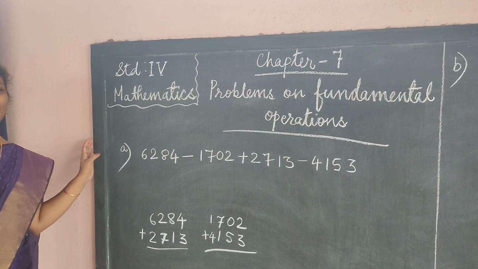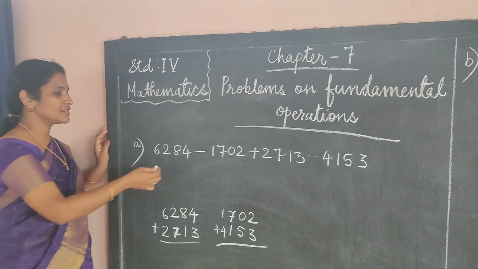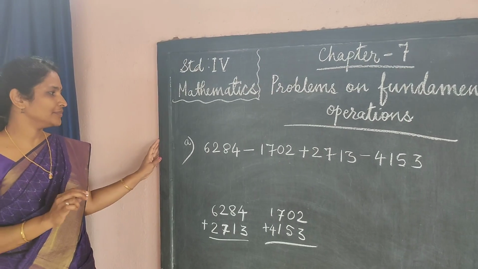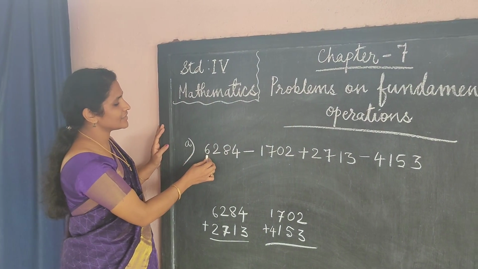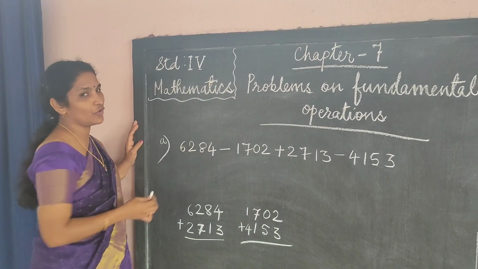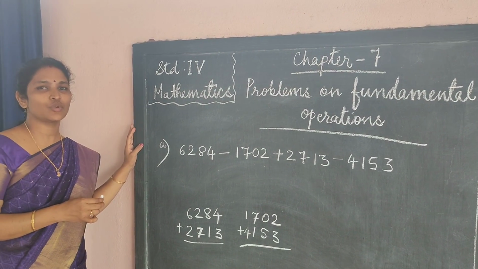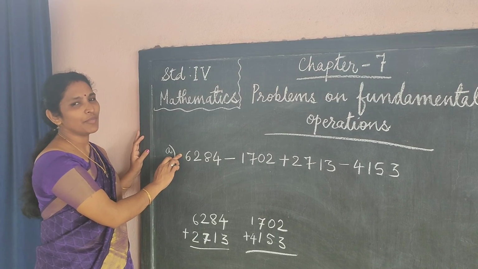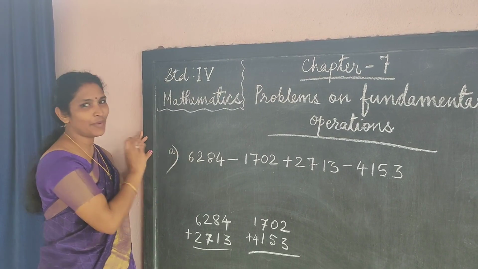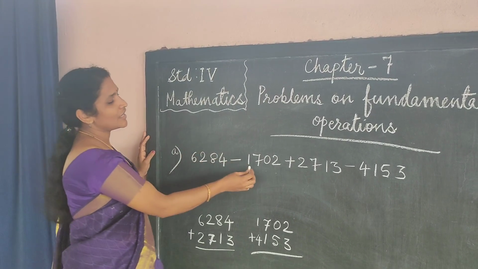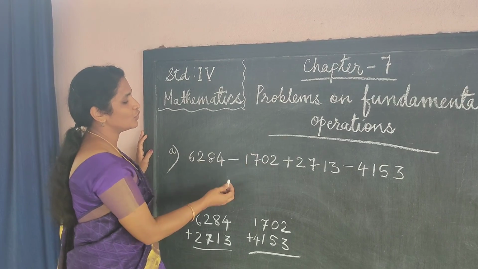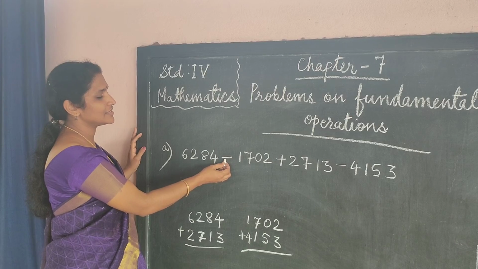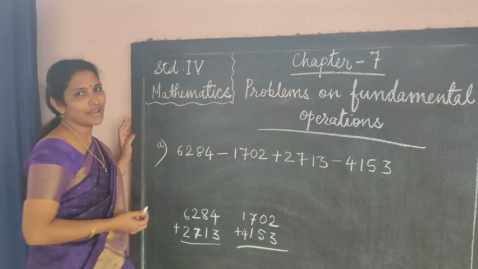What is the sign of a number? The sign which is written before the number, that is the sign of that number. You can see here 6284. What is the sign of 6284? No sign is given before the number. It means the sign of this number is plus. Now, what is the sign of 1702? Minus sign. You can see before the number minus sign is there, and this is the sign of this number.